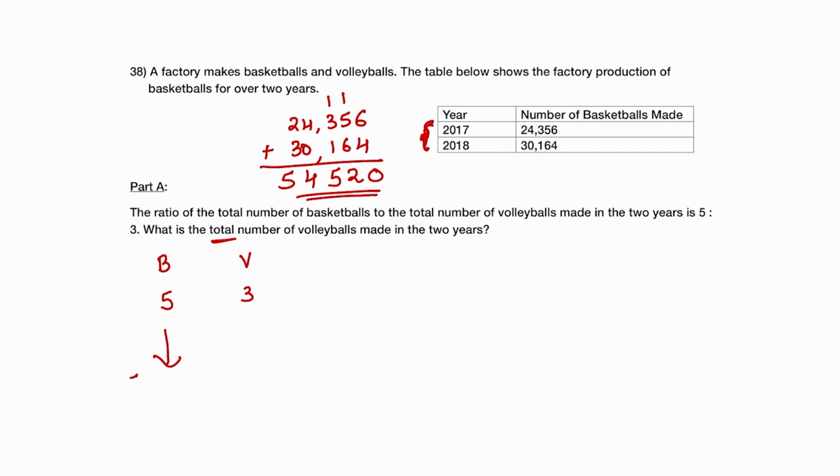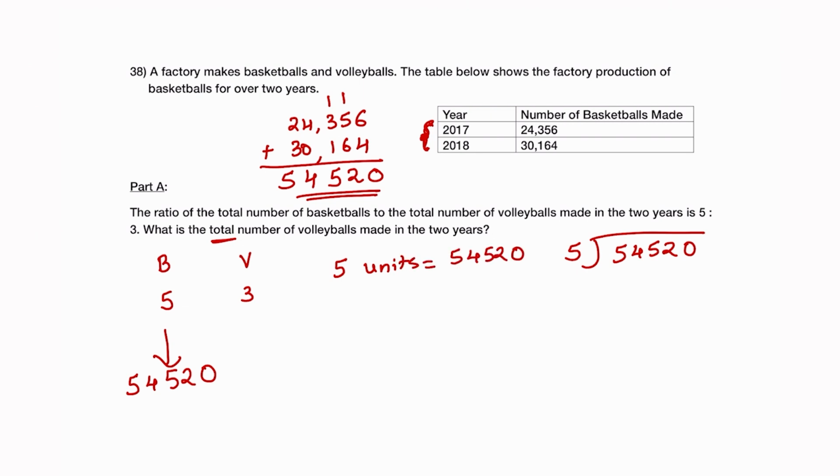So 5 units represents 54520. So how many will 3 units represent? And how do we do that? We need to know the value for 1 unit. So we say 54520 divided by 5, right? Because 5 units equals 54520. So 1 unit will be dividing both the sides with 5.